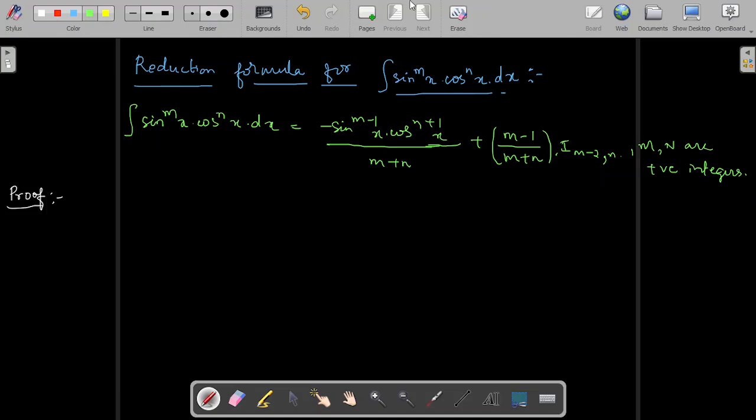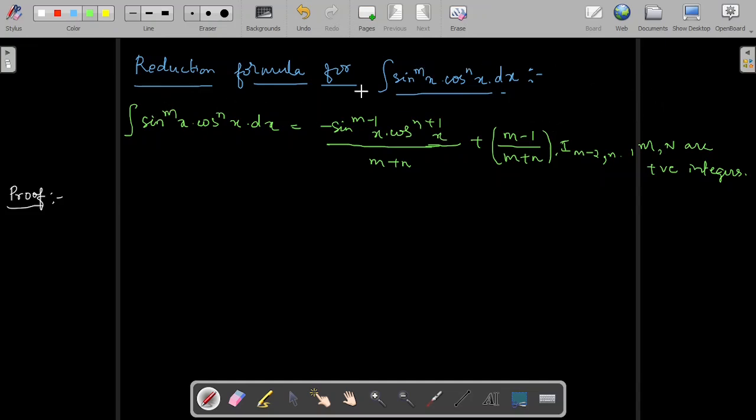In this video, I am explaining the reduction formula for the integral of sin^m x cos^n x dx. This reduction formula gives you the integral of this product raised to any integer power, that is sin^m x cos^n x, where m and n are positive integers.